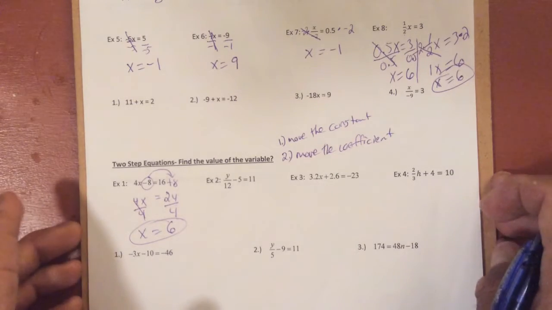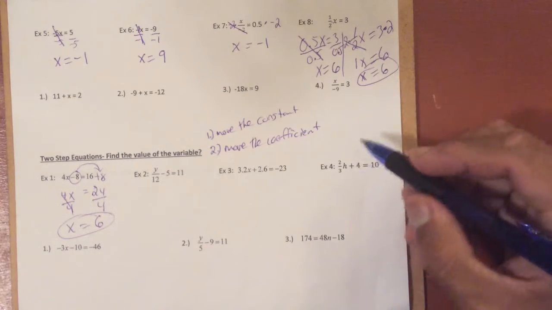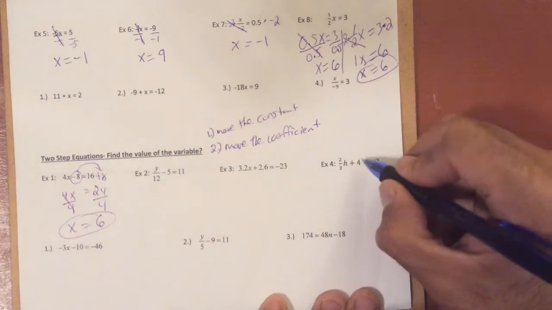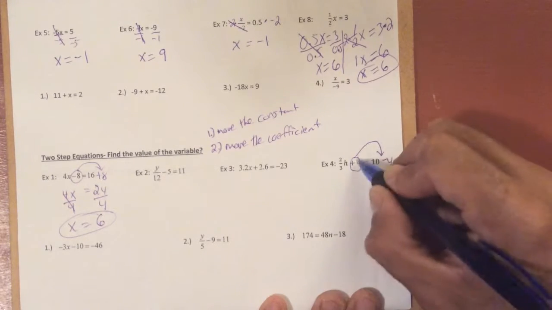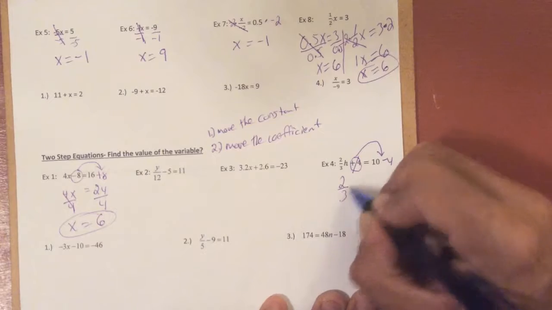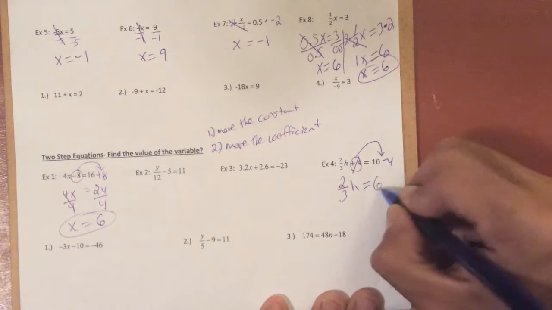Now, I would like to also do example 4. Now, first step is to move the constant. So that will be the +4. So the opposite of +4 is -4. So I'm left with 2/3 h equals 10 minus 4, which is 6.